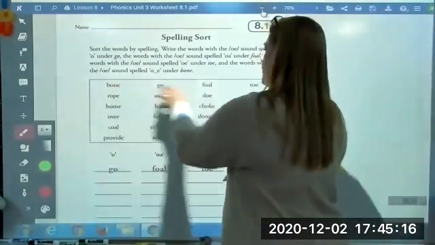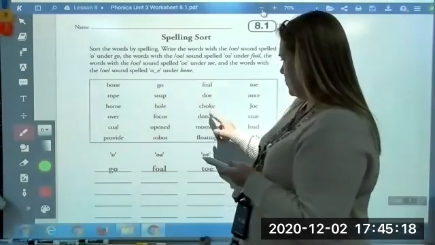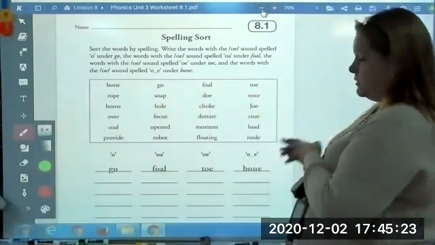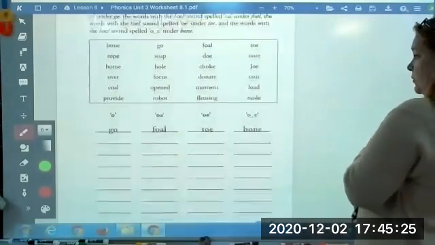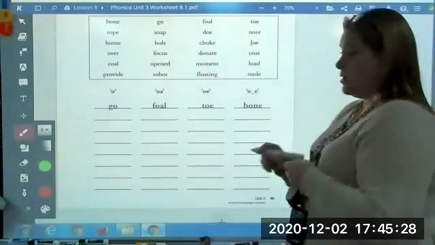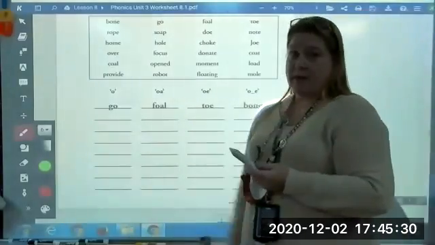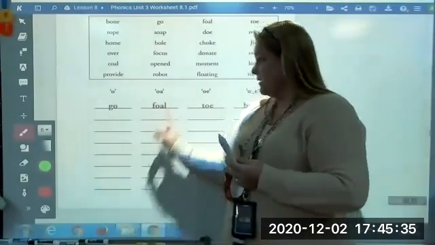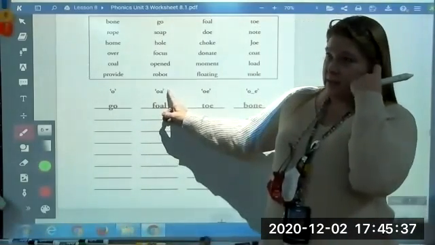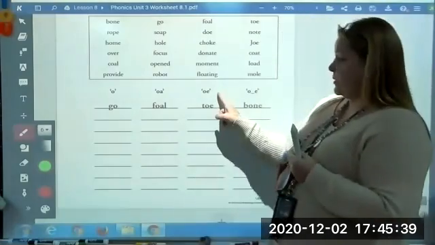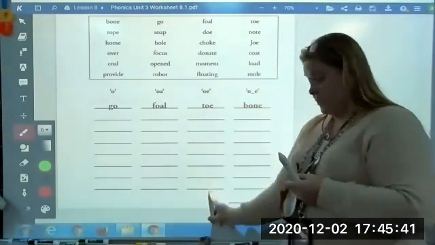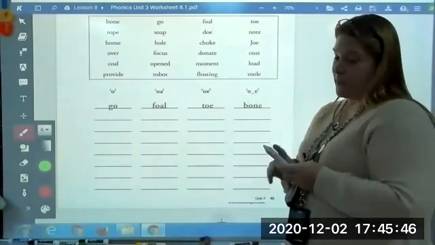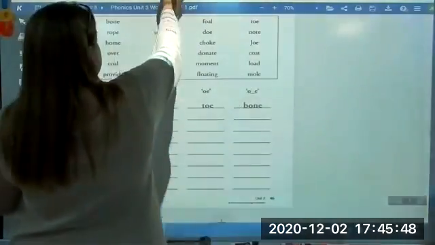This whole first top row is done. So you have 1, 2, 3, 4, 5 times 4 is 20. So you have 20 words that you are going to sort onto these 4 columns, okay? If it's just the O that makes the O sound, you put it here. If it's OA that makes the O sound, you put it there. If it's OE that makes the O sound, it goes here. And if it's O consonant E, it goes there. Okay, you guys are super good at these. This shouldn't be hard at all.